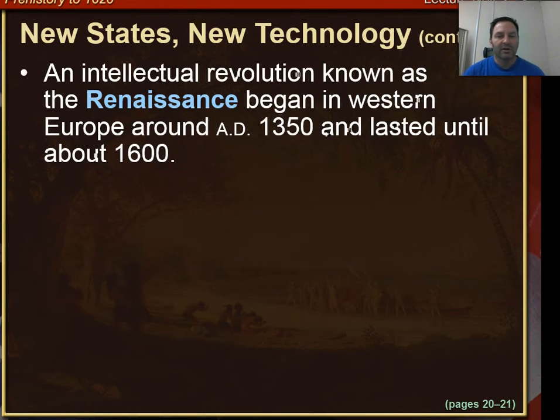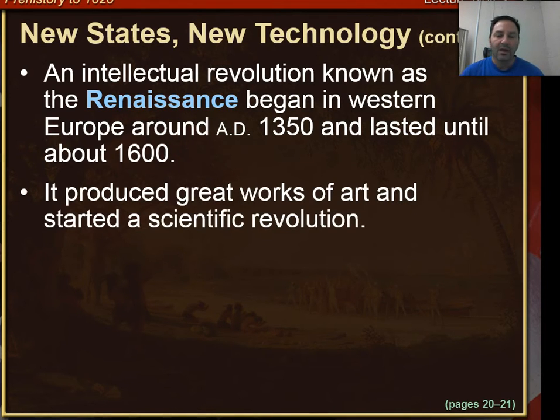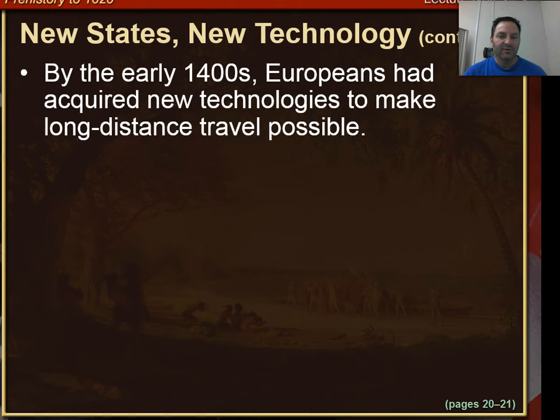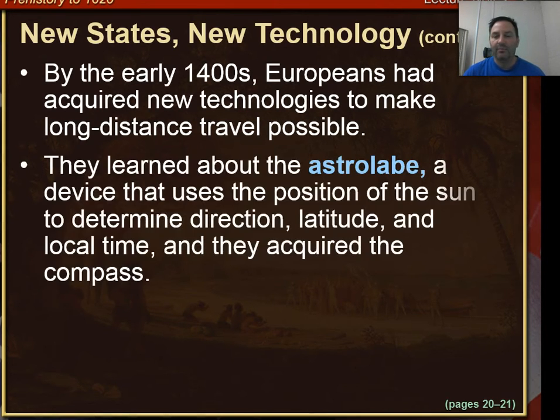We also have an intellectual revolution known as the Renaissance, which began in Western Europe, mainly in Italy, around AD 1350, and lasted until about the year 1600. It produced great works of art, and it started a scientific revolution, which allowed many changes to take place in Europe. By the early 1400s, Europeans had acquired new technologies to make long-distance travel possible.